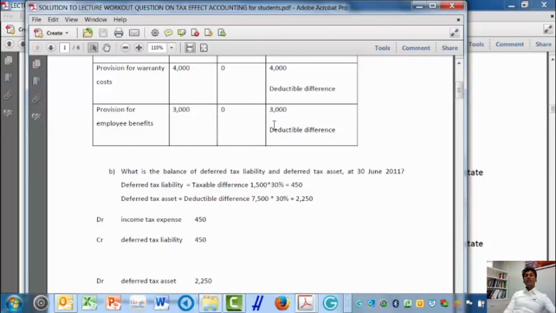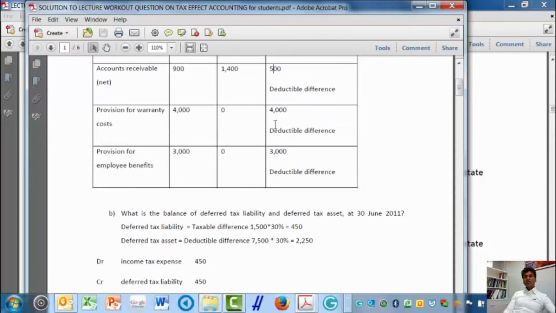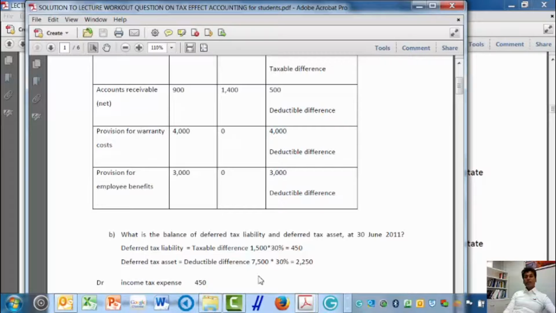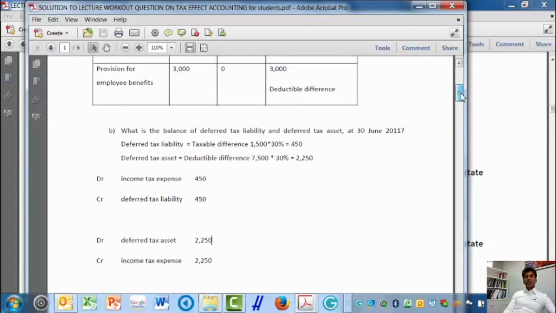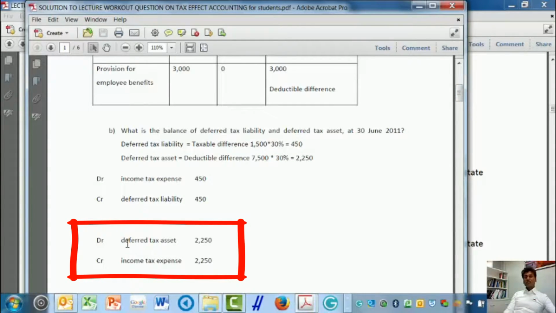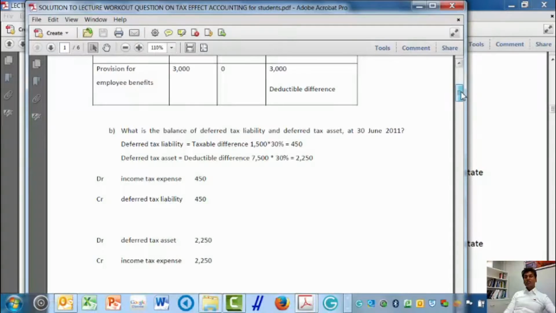And then we take the deductible differences. We add all the deductible differences here, and when we add them, it equals 7,500, at 30% that is 2,250. That becomes a deferred tax asset: debit deferred tax asset 2,250, and credit income tax expense 2,250.